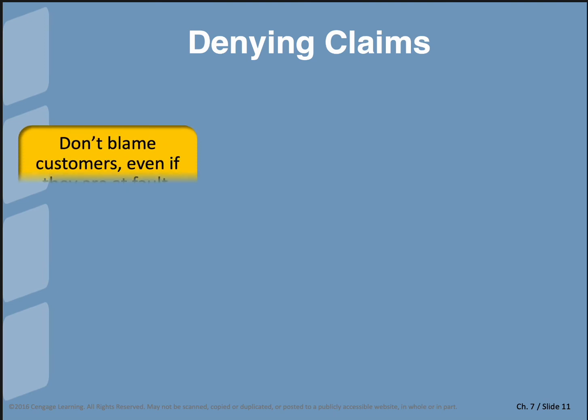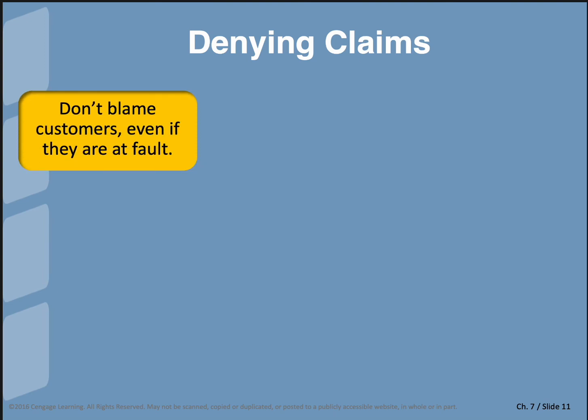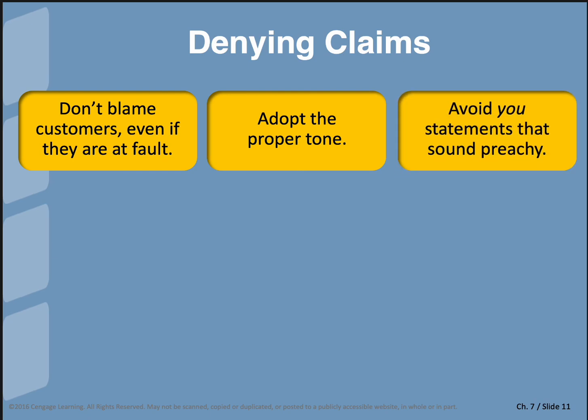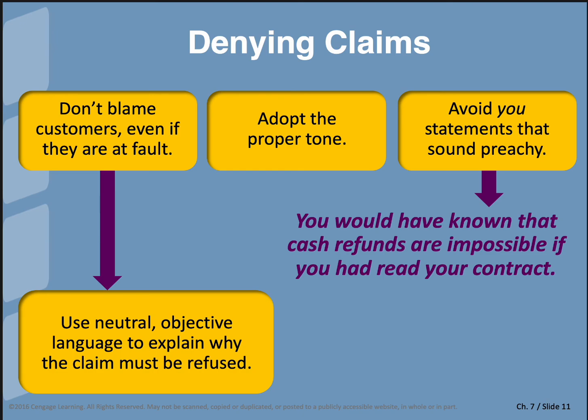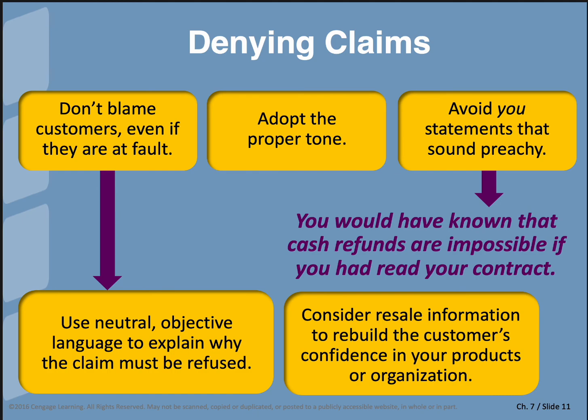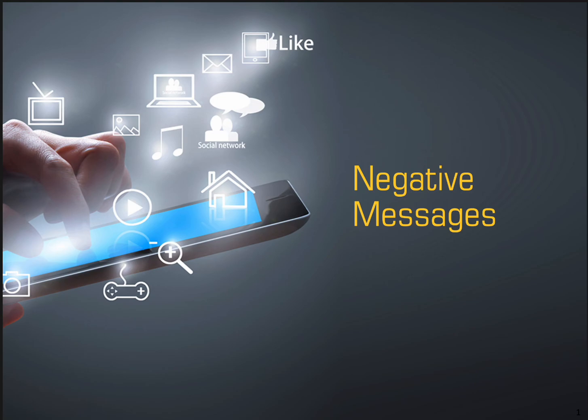So a couple types of bad news messages. One of the big ones is denying claims or denying requests. Some important things to remember is don't blame the customer even if they're at fault. Adopt a proper positive or neutral tone. Avoid any sort of "you" statements because those can really sound preachy. Things like, "you would have known that these are impossible if you'd read your contract." Try to use neutral or objective language so that you can explain why the claim has to be refused, and consider resale information to build confidence in product or organization.